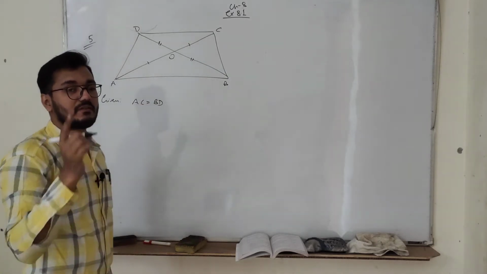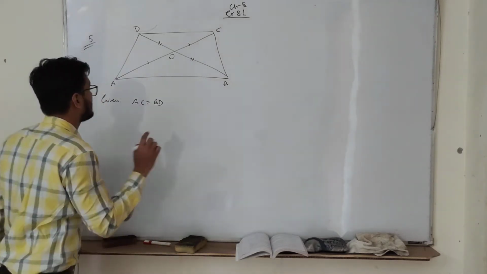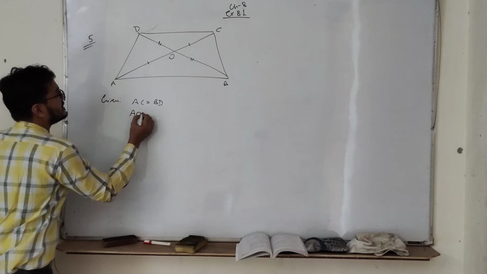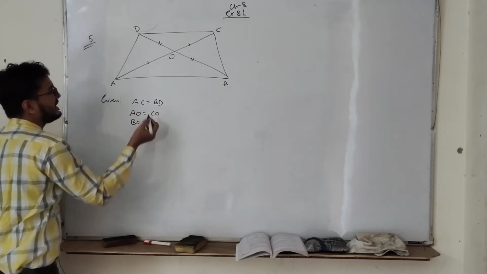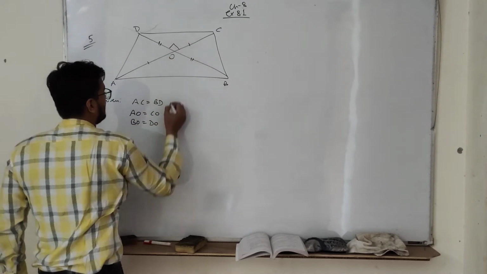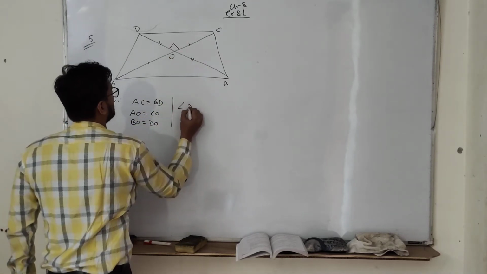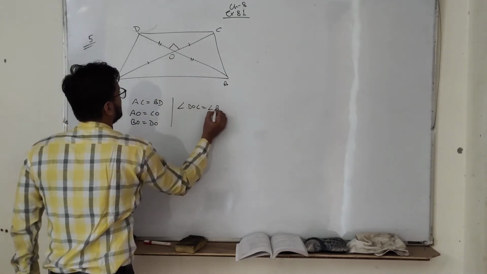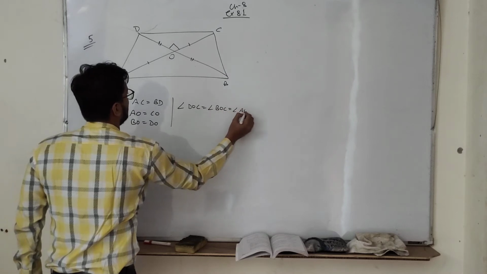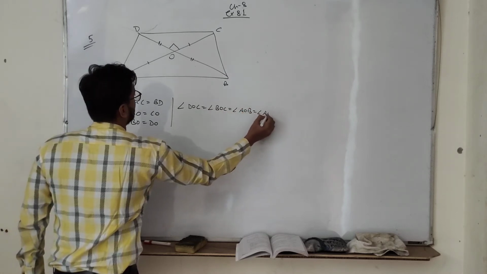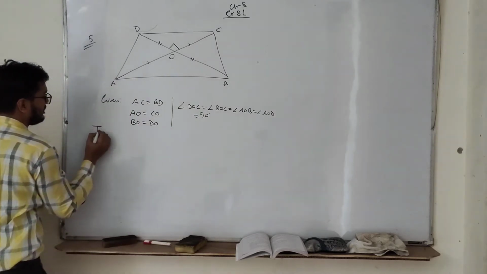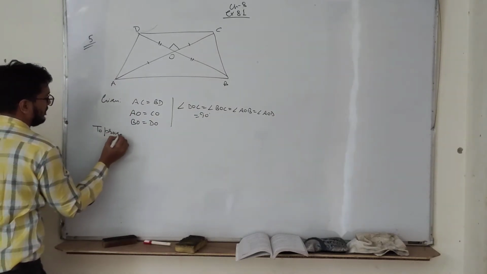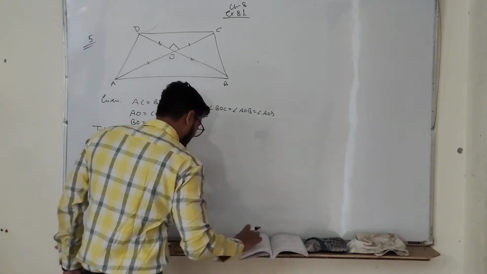Bisect means it divides each other into two equal parts. So AO is equal to CO and BO is equal to DO. At right angles means this is the right angle. So angle DOC is equal to angle BOC is equal to angle AOB is equal to angle AOD is equal to 90 degree, right? To prove, we have to prove that it is a square.